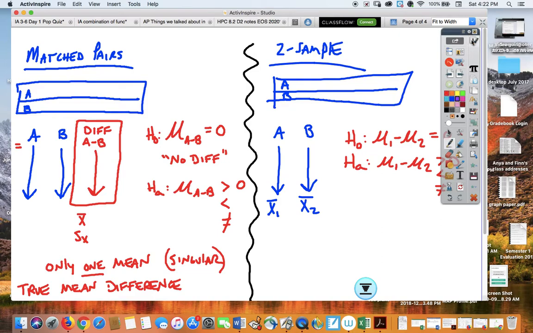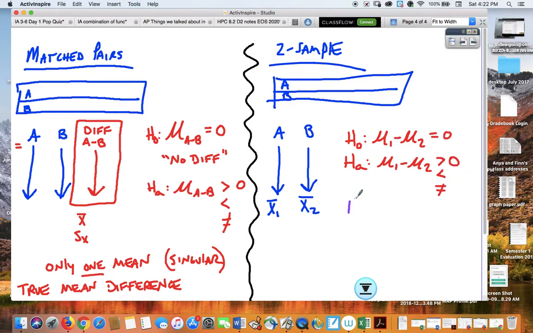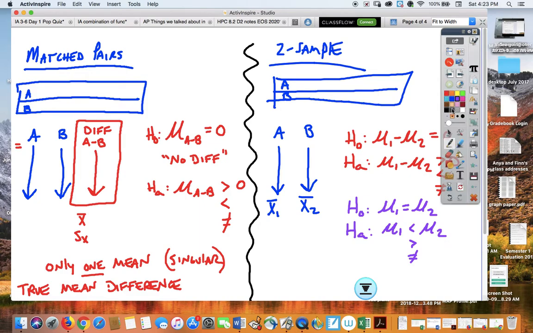Another way that you could indicate the same information, you could say that the null is mu1 equals mu2. The alternative would be that mu1 is maybe less than mu2 or greater than mu2 or not equal to mu2. But the main idea is that there are two means. So that's plural. And when you're writing your description of what you're trying to find, you're interested in the true difference in the means.